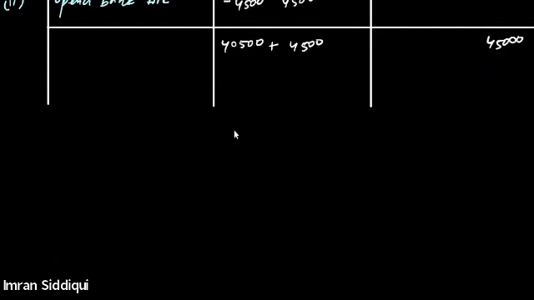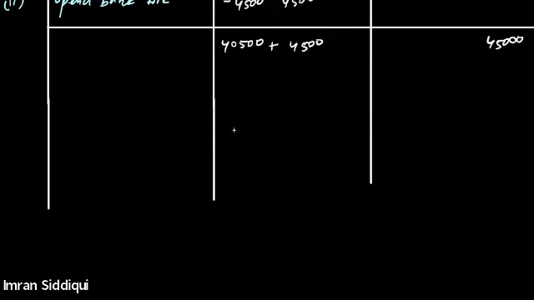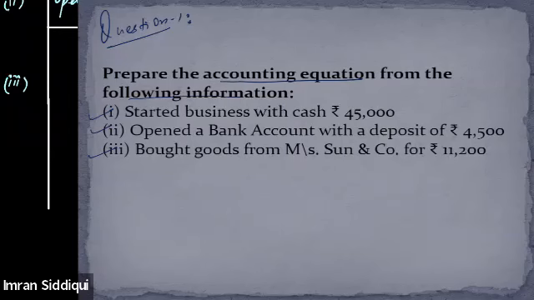Now, the final transaction. The third one. In the final transaction, it is written that bought goods from Messrs. and Son and Company for 11,200.